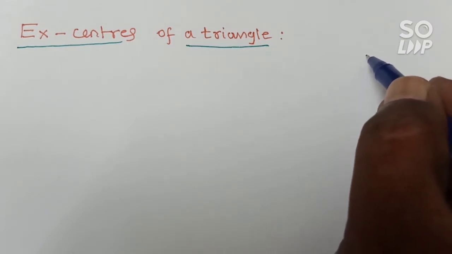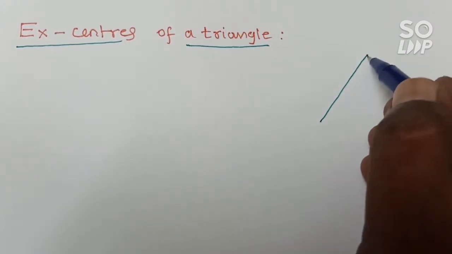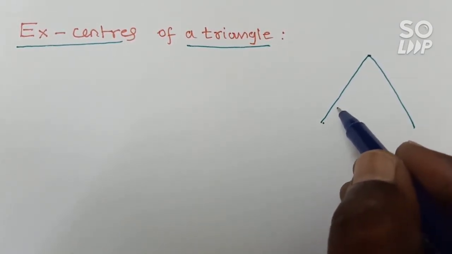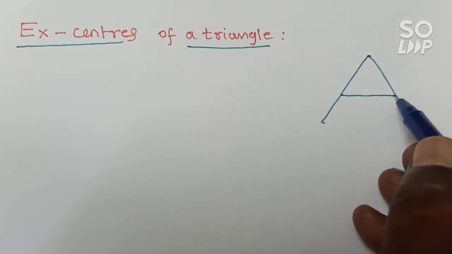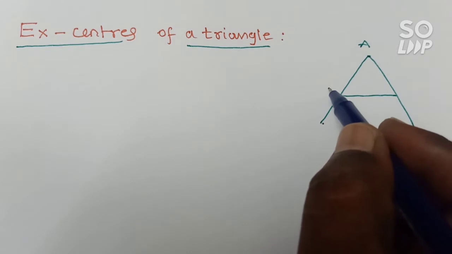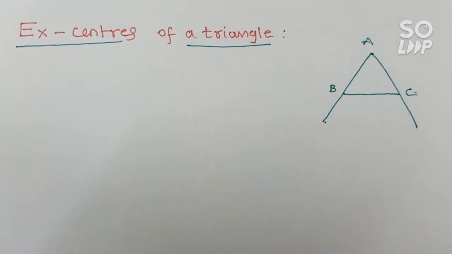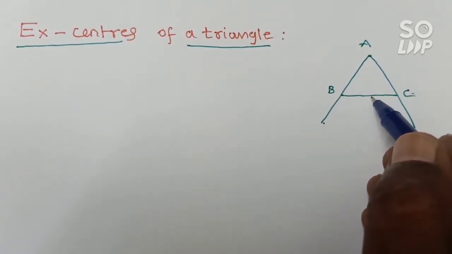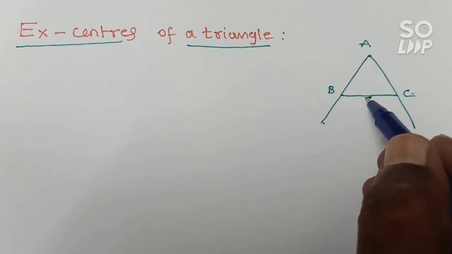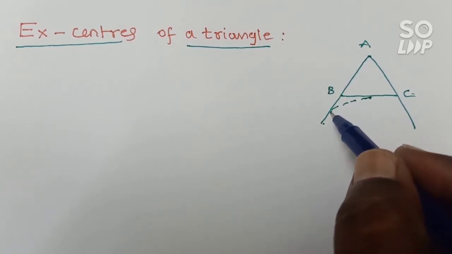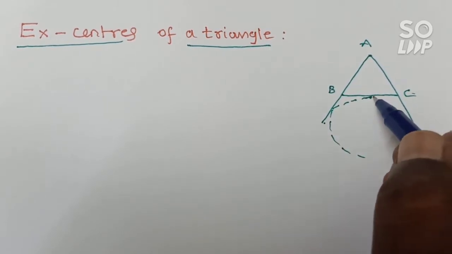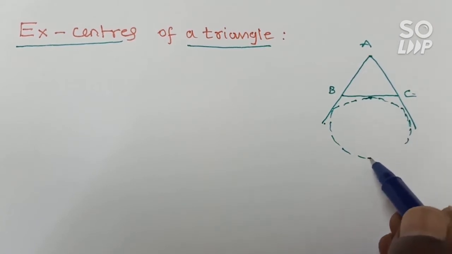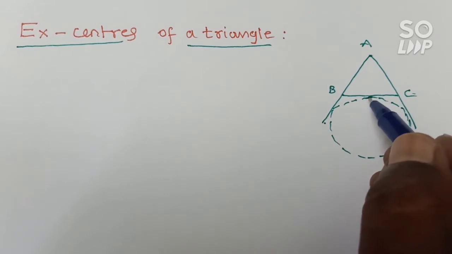You take a triangle. This one is the triangle ABC. Now here the circle touches all the sides of the triangle.